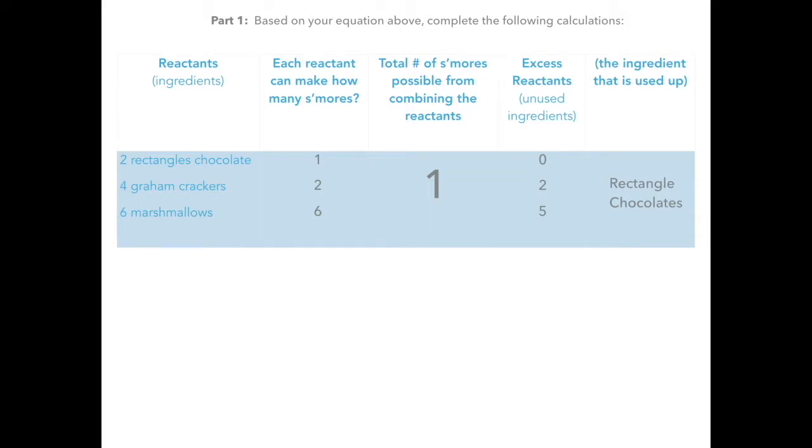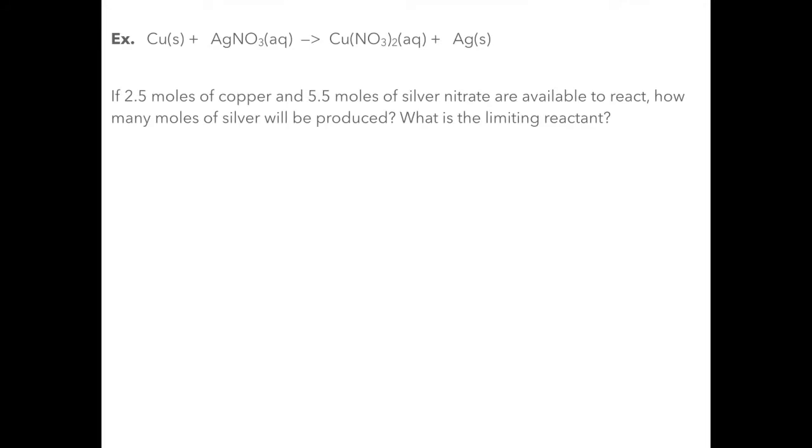Okay? So we're now going to take this concept and apply it to chemistry. If we look at this problem, I tell you you have 2.5 moles of copper and 5.5 moles of silver nitrate. Those are your 2 reactants. How many moles of silver can be produced? Well, just like with the s'more example where I had you determine how many s'mores each of the reactants would make, we've got to figure out how many moles of silver each of those reactants will produce. So I'm going to take my givens and convert. But the first thing I've got to do is balance. So I'm going to put a 2 in front of AgNO3 and a 2 in front of Ag.